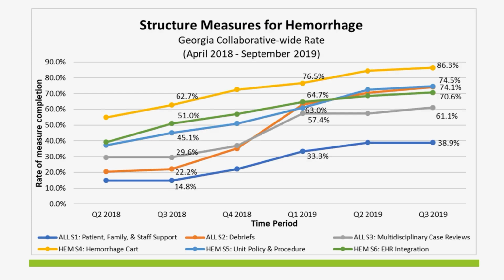So this is a graph of the structure measures for hemorrhage for the period April of 2018 to September of 2019. And we're making a lot of progress. One example is with the S2 measure, debriefs. We've increased from about 20% implementation rate to 74.1%. And we see increases across the board in all 6 measures.